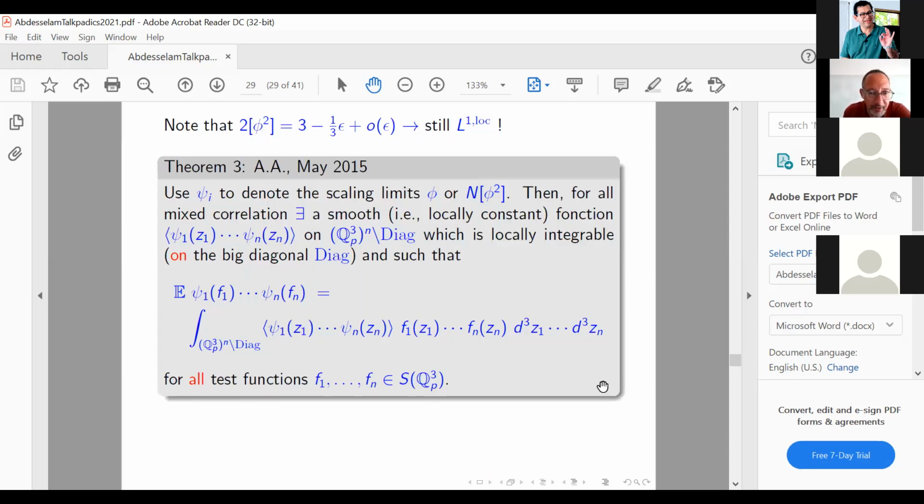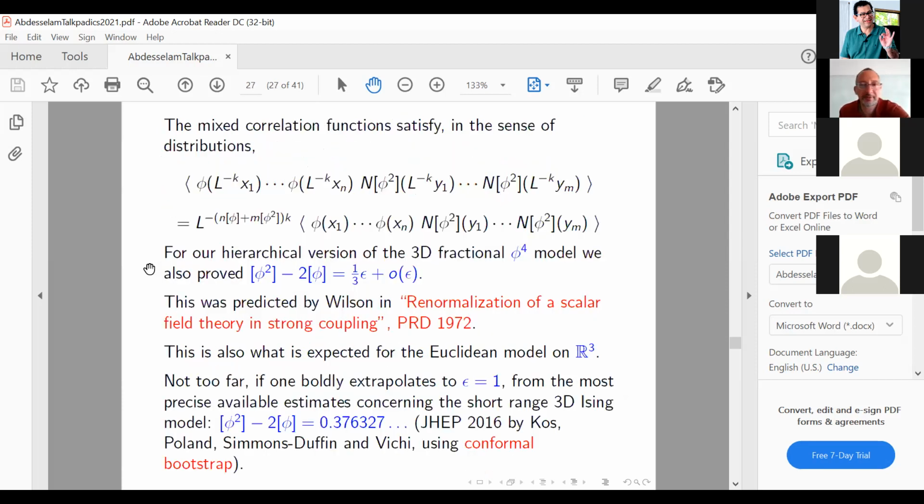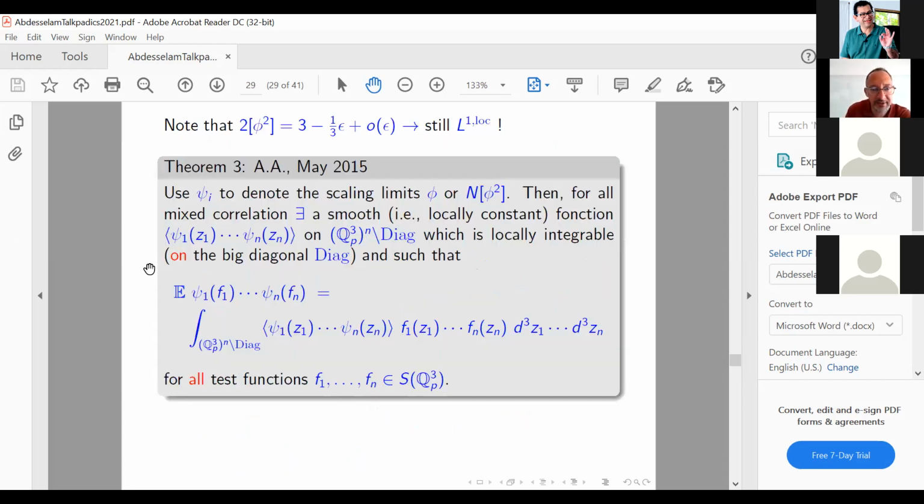And so here comes the next result. This is not on arXiv. What I proved is that these n-point functions, mixed point functions, are distributions, but what I showed is that these distributions are non-singular, I mean, they have a singular support, which is entirely supported on the diagonal where some points might coincide. So this is the result.